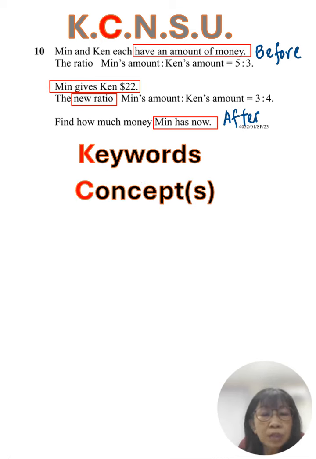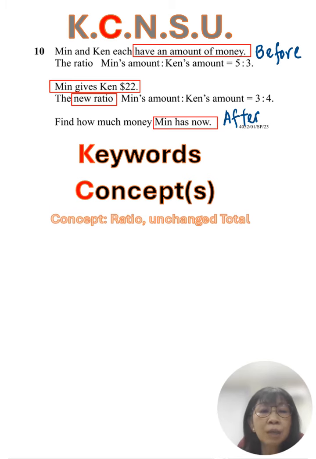C stands for concept. Sometimes in a question, there can be more than one concept being tested. At one look at the question, I might think that this is an algebra question, but it is actually not. This is actually a concept that we have learned in primary school: ratio, unchanged total. With this, the next one we look for is N.